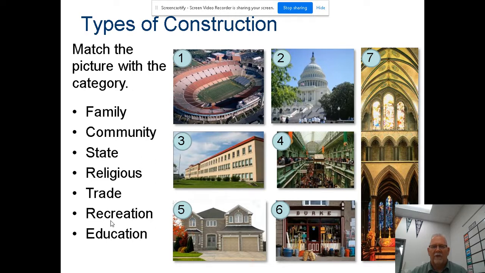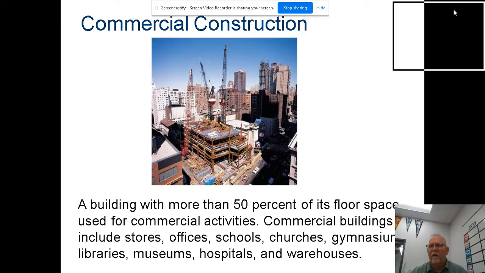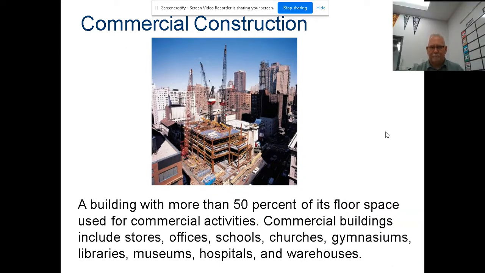Recreational type construction. Think of perhaps a sports stadium might be a good example for that. That could be a part of our community as well. Education. Think of a school, things like that. So just some different types of construction that you'll see out there. We start talking about a couple different things. I'm going to move my picture out of the way a little bit.